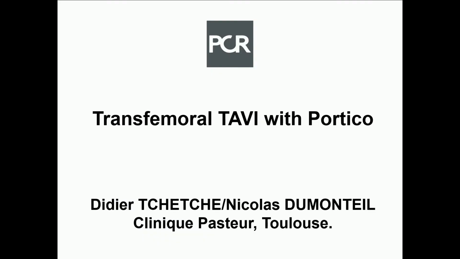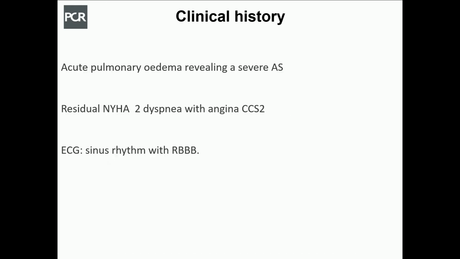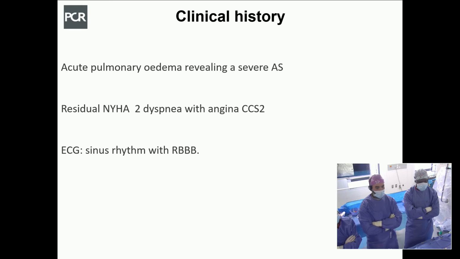Yes, thanks, Didier. So the patient we're going to treat today is an 88 years old female, having, of course, severe aortic stenosis, not overweight, as you see, suffering from hypertension and non-insulin-dependent diabetes mellitus. She experienced recently a pulmonary edema that revealed the progression of this aortic stenosis to a severe status. And despite optimization by medical therapy, she's still symptomatic in shortness of breath class 2 and effort angina.